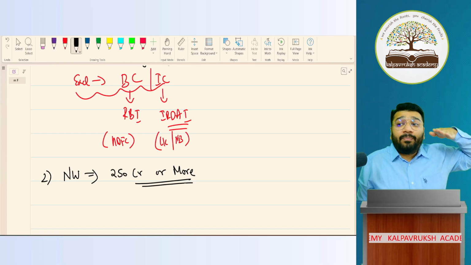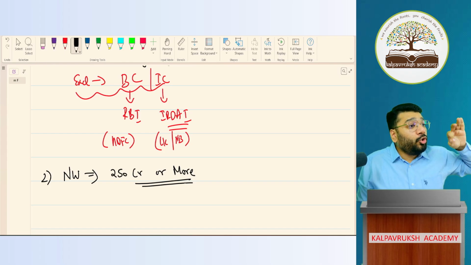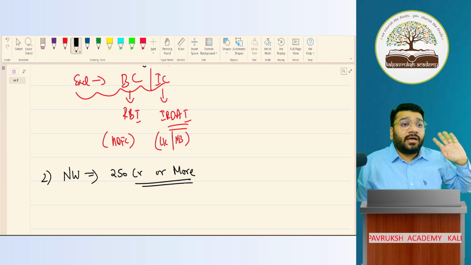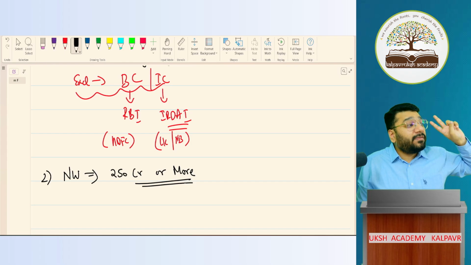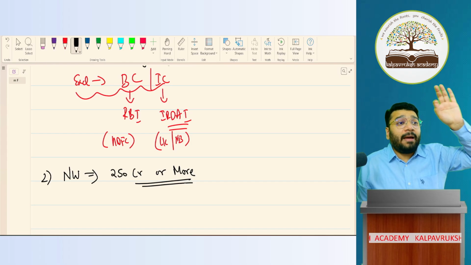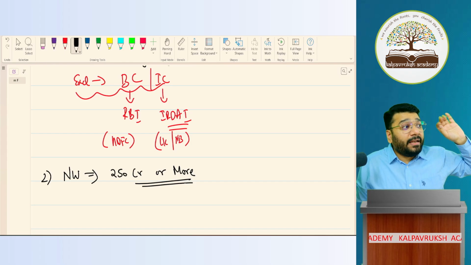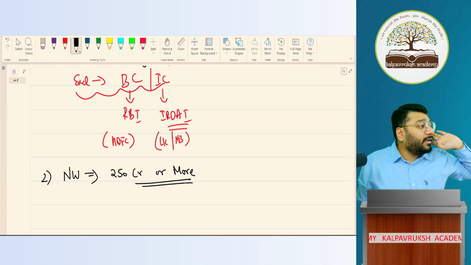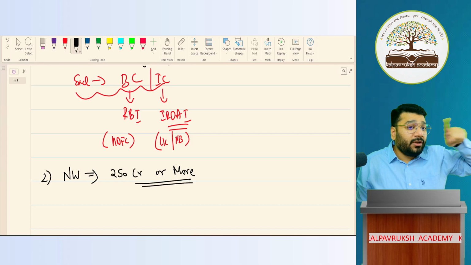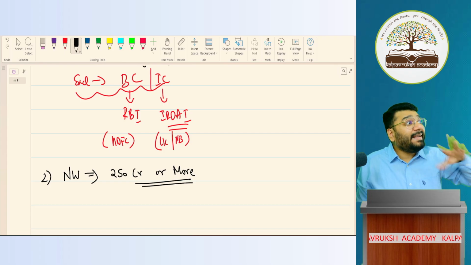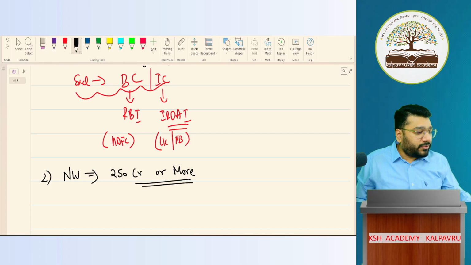Got it? So at present, what is the applicable level? 250 crore and above. Sir, should we remember both the limits? Yes. In case they ask you what is the roadmap for implementation of Ind AS, then that full roadmap has to be laid down. That I'll discuss exclusively tomorrow when I do revision for this entire chapter. In that I'll discuss the roadmap also.